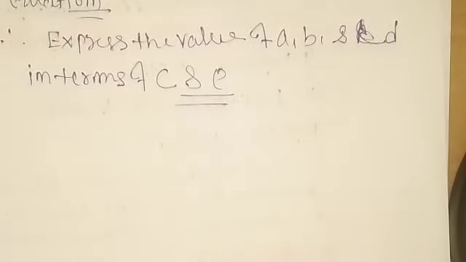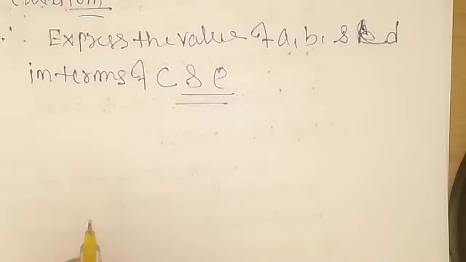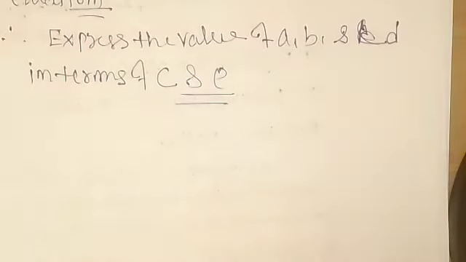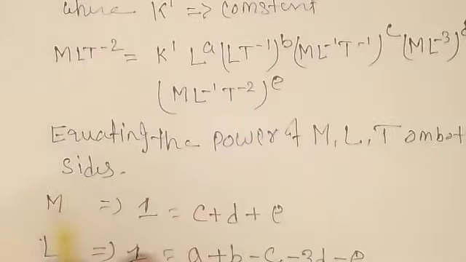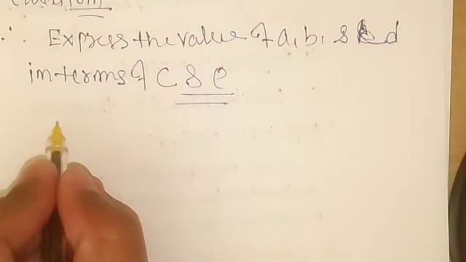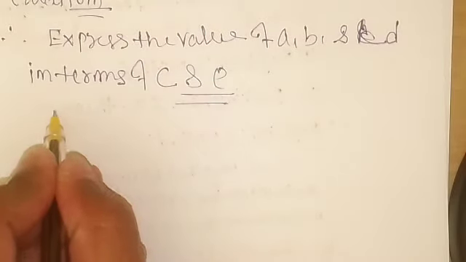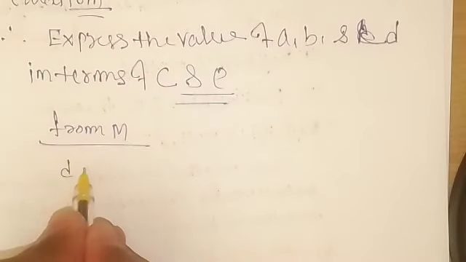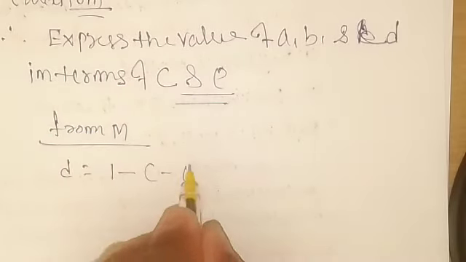So let's do it again. From the first equation, which we have written for m, 1 is equal to c plus d minus d plus e. So d is equal to 1 minus c minus e. All right, so from m, d is equal to 1 minus c minus e.